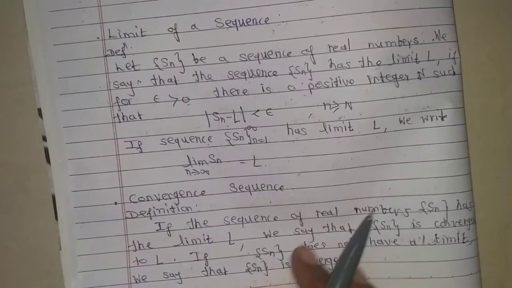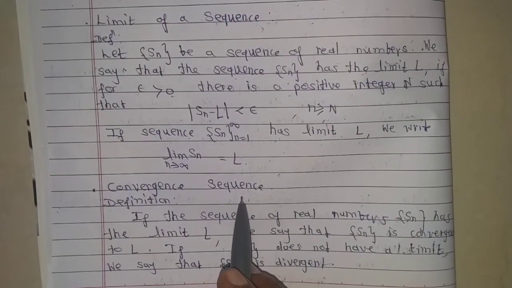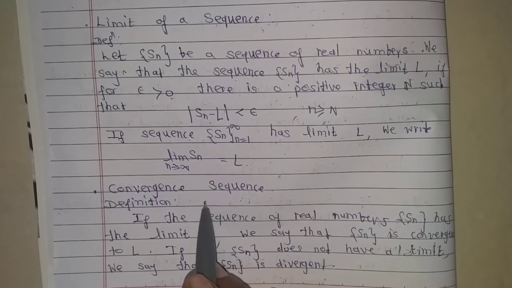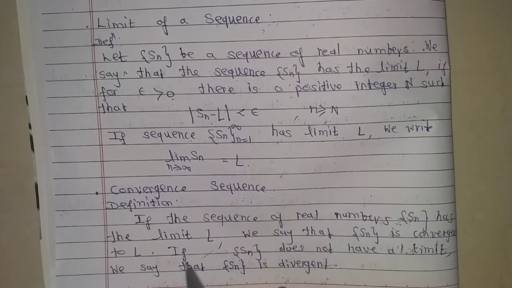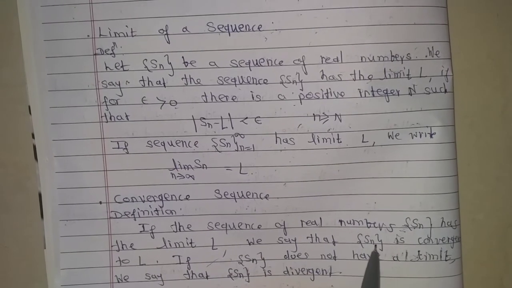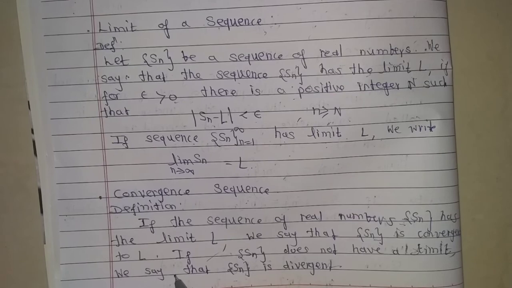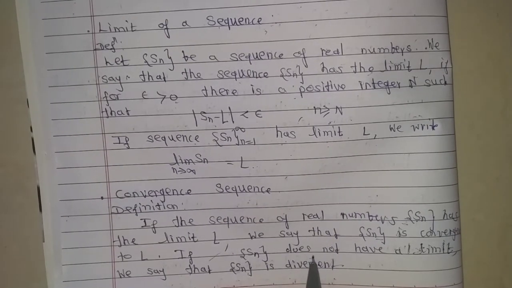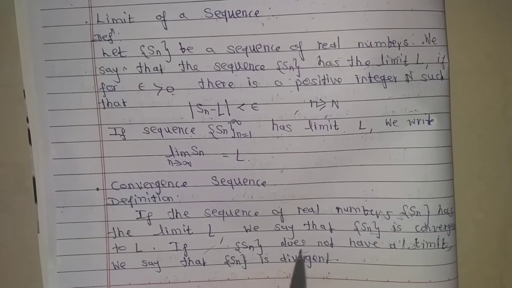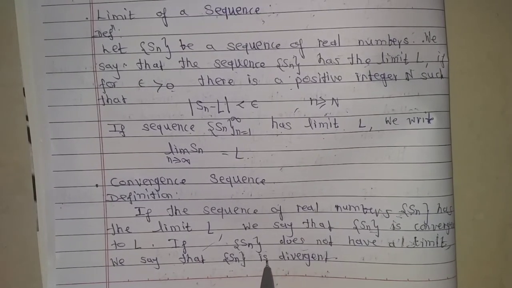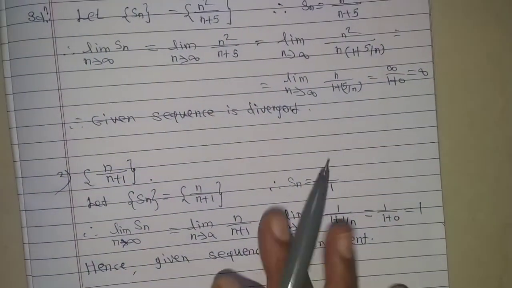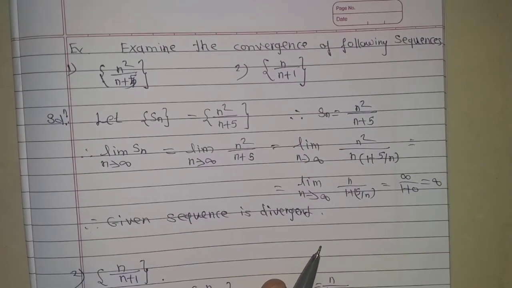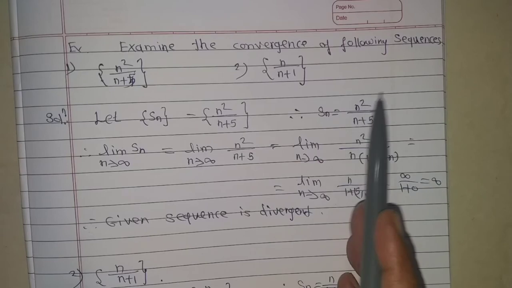Now consider the convergence of this sequence. First consider the definition. If the sequence of real numbers Sn has the limit L, we say that sequence Sn converges to L. If sequence Sn does not have a limit, then we say that sequence Sn is divergent. Now we consider some examples on convergence of sequences.